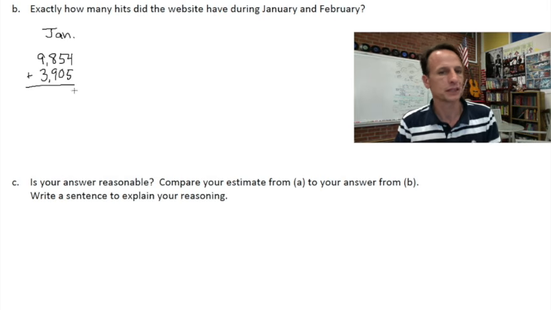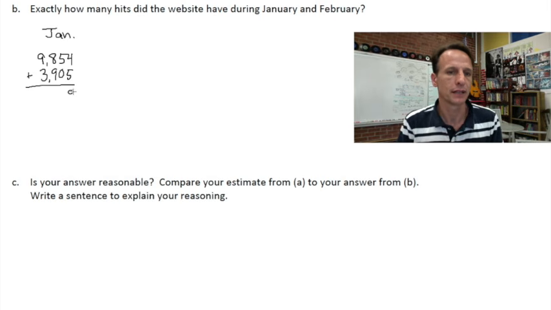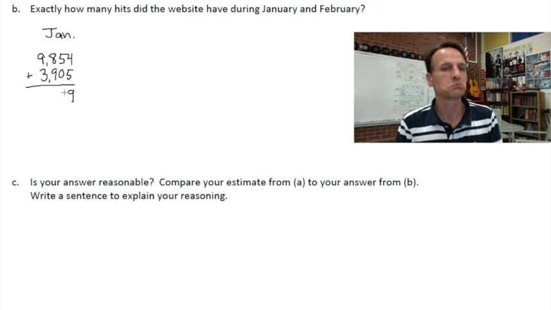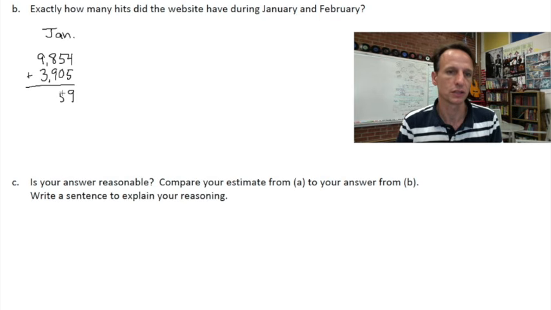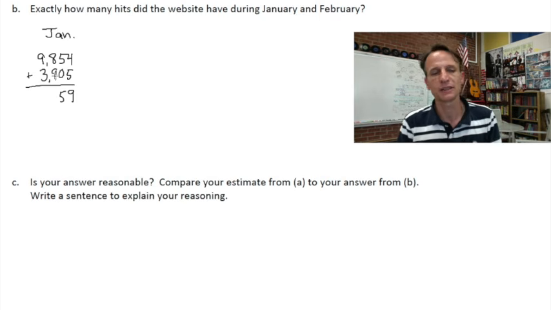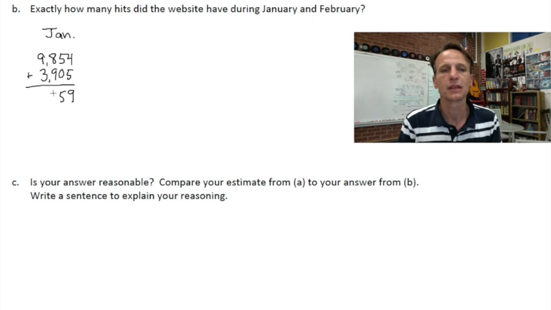Excellent. So now we add those up to get January's exact number. 4 and 5 make, got it, 9. 5 and 0, 5, good. And 8 plus 9, you know that one? That's right, 17. Place the 7, regroup the 1. We see a make 10 fact. 1 and 9 are 10. 3 more are 13.